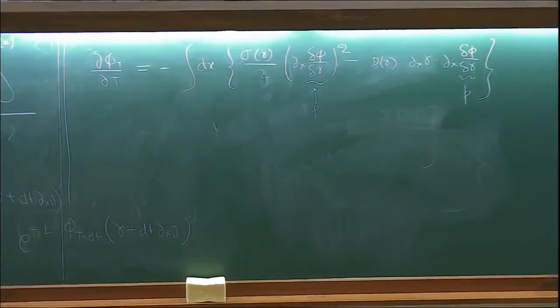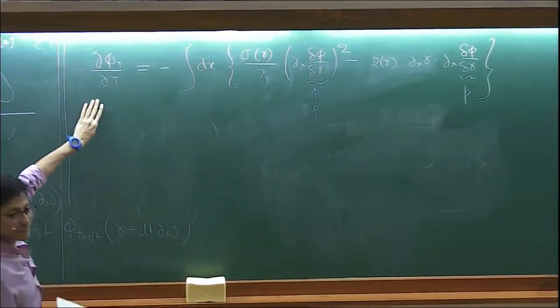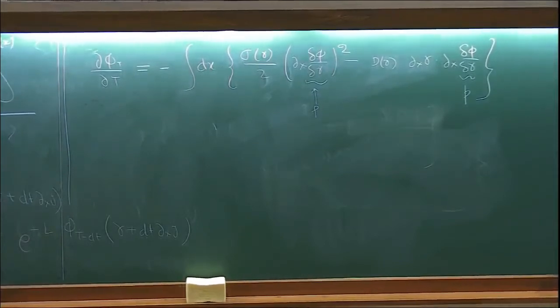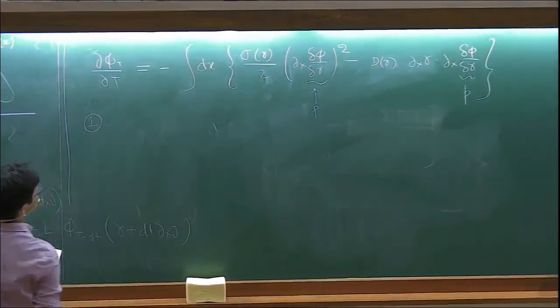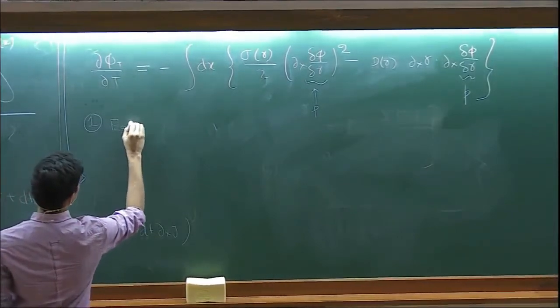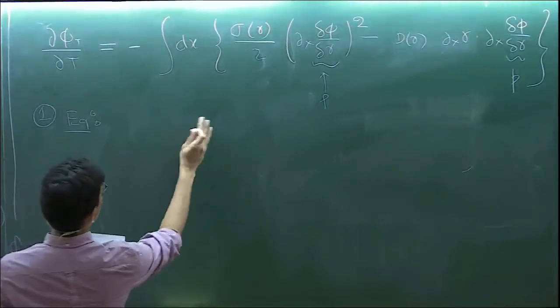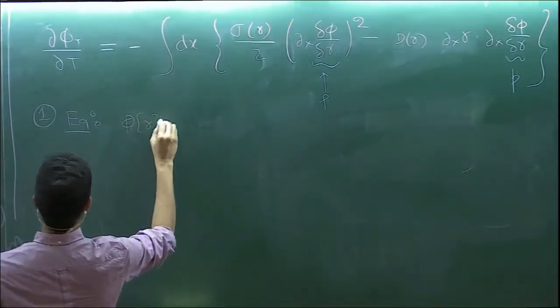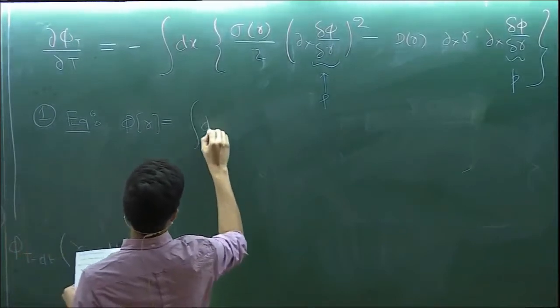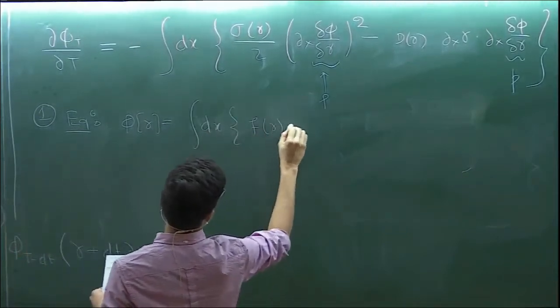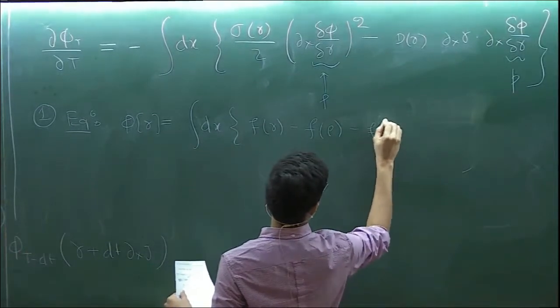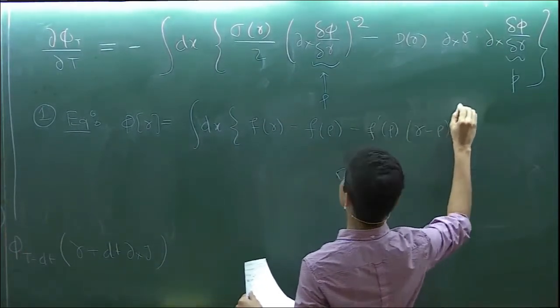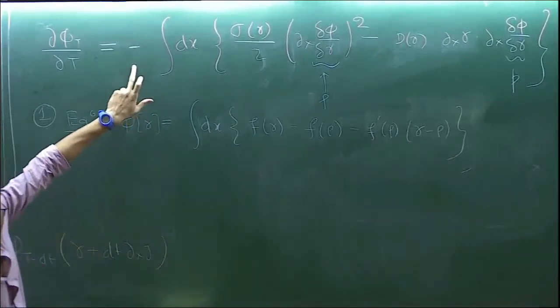So now, you see, the idea is to check that the solution of this equation will give me the large deviation functions for the system, both in equilibrium and outside equilibrium. Okay? So some parts I leave for you to check. You can check for the case of equilibrium. I had a very general formula for phi of r, which I wrote in terms of f: the integral dx of f of r minus f of rho minus f prime of rho, r minus rho. Check that in equilibrium, it satisfies this equation.